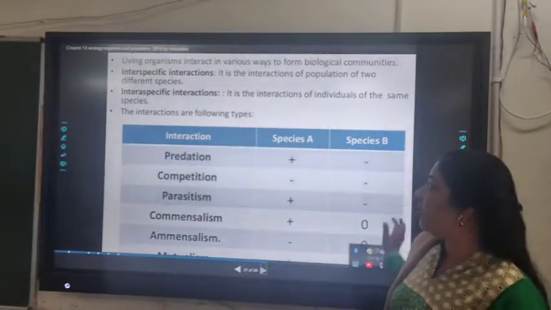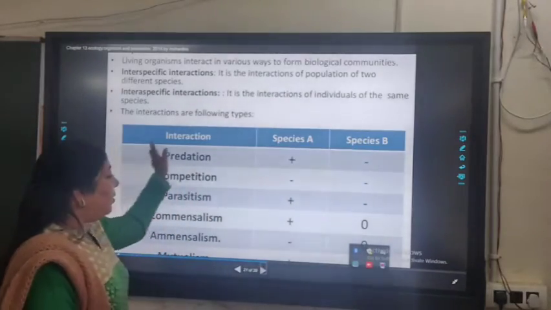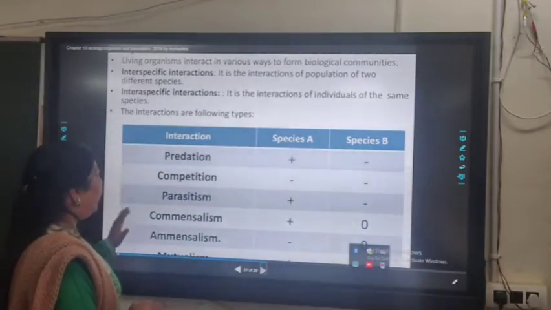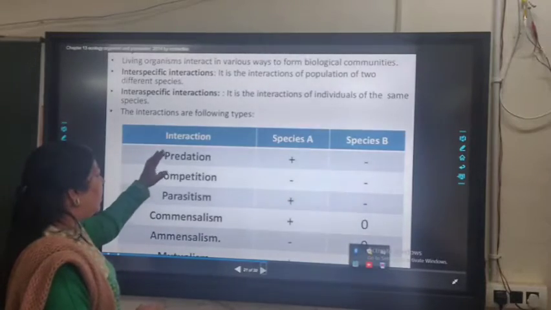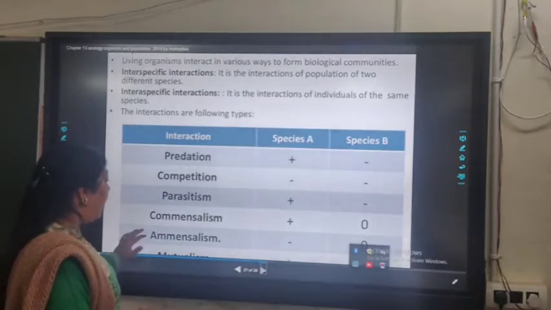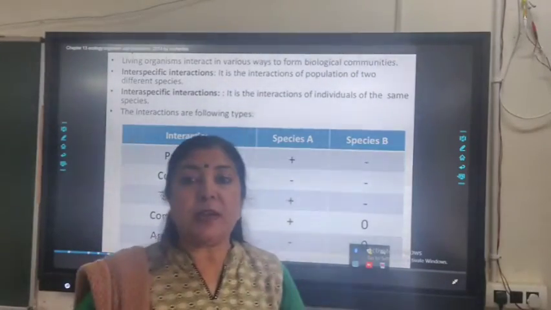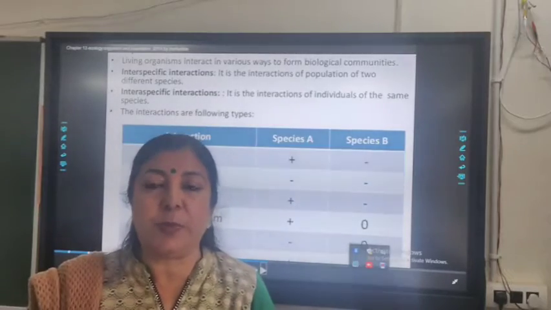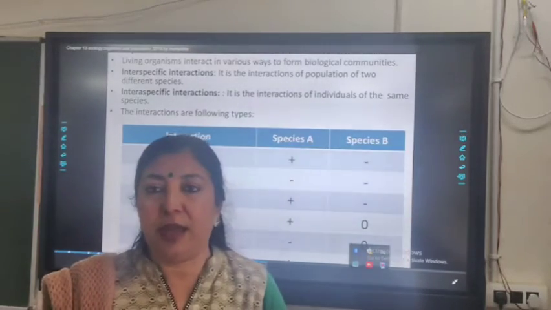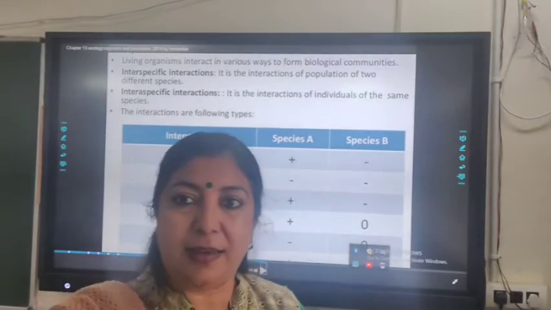So you can see this chart. It is there in your book as well. In this chart, we can see different types of interactions. It may be predation, competition, parasitism, commensalism, amensalism, and mutualism. We will study the details of these population interactions and how they affect each other. So let's study it in more detail.